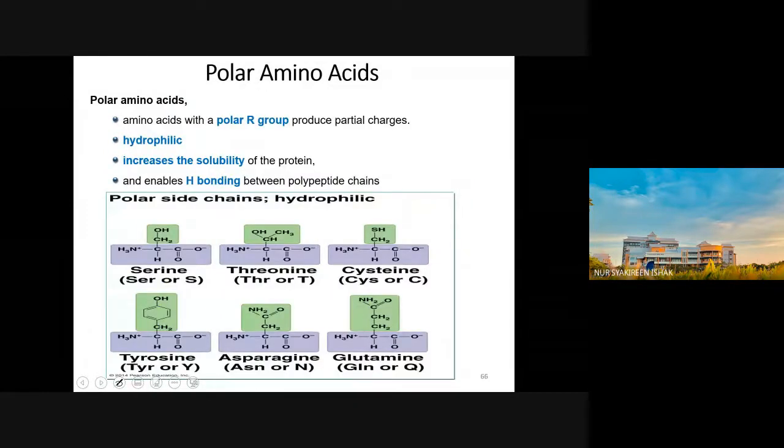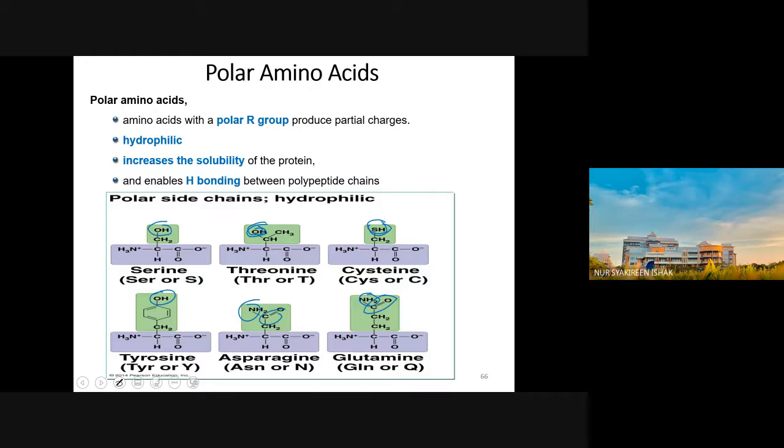So next is polar amino acid. For polar amino acid, you have the serine, threonine, cysteine, tyrosine, asparagine and also glutamine. So kalau I tengok kat sini, dia punya side chain ada apa? Ada polar functional group, ada OH, ada sulfhydryl. Ada hydroxyl, sulfhydryl, carbonyl, amino. So all these functional groups present in the side chain cause the amino acid to be polar.